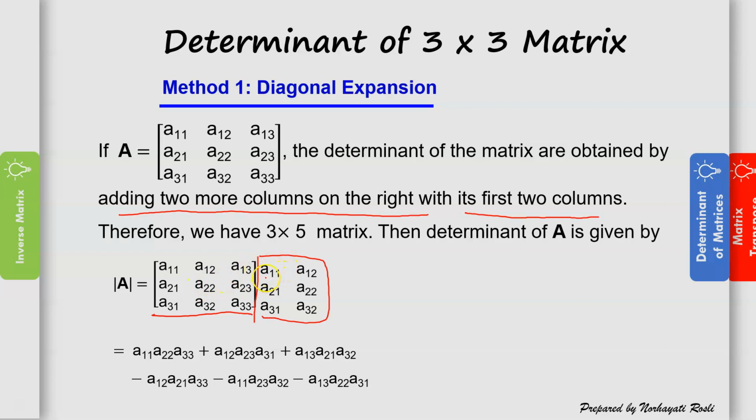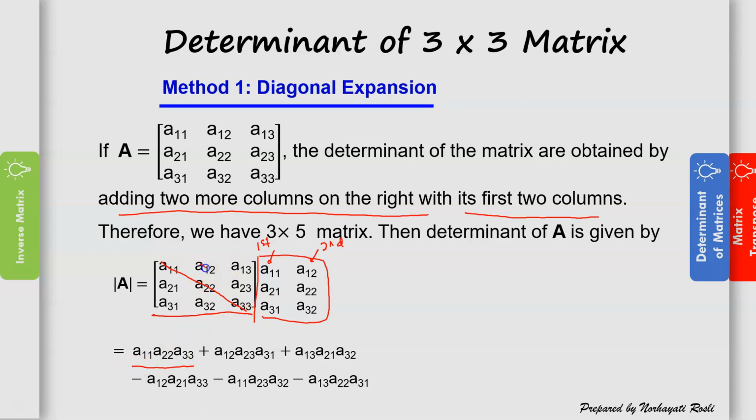So here I have elements A11, A21, A31 because this one comes from the first column and this one comes from the second column. Therefore, here we will have a 3 times 5 matrix. Then the determinant of this A can be computed by first multiplying all elements at this diagonal. So we have A11 times A22 times A33. So we have here the first term.